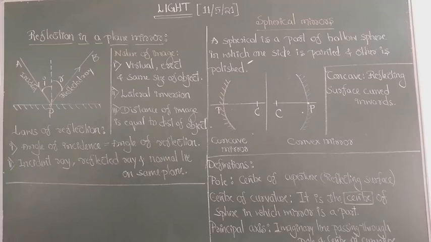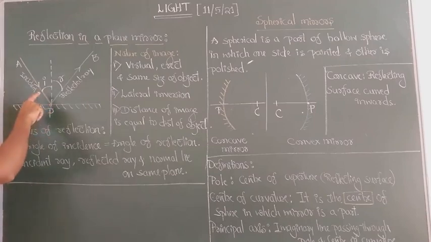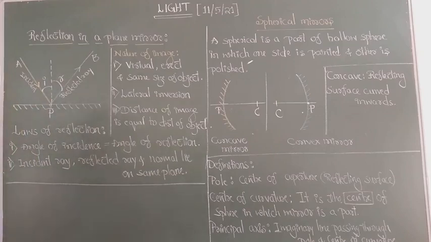A light ray which is incident on the mirror is known as the incident ray, and a light ray which is going out of the mirror is called the reflected ray. So in a plane mirror, we have angle of incidence equal to angle of reflection, and the normal is the perpendicular drawn from the point of incidence.